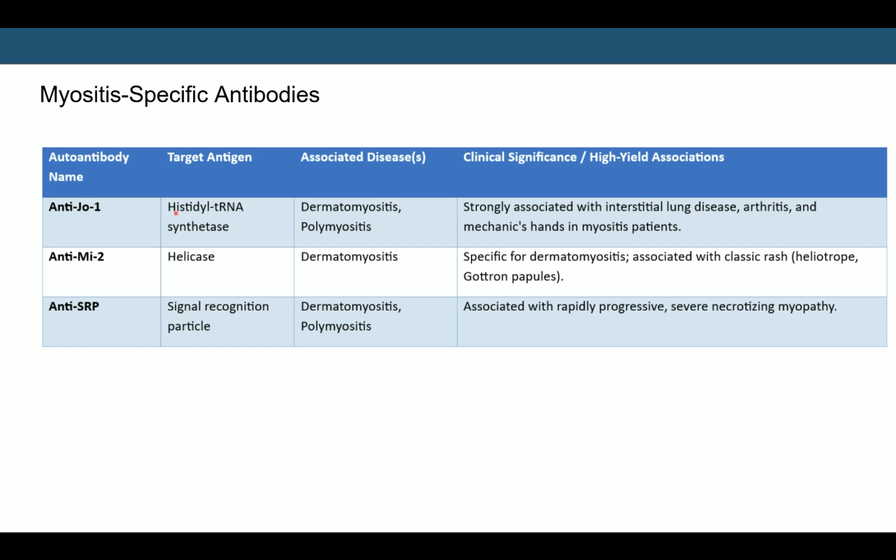The target antigen here is the histidyl tRNA synthetase. It's also sometimes called autoantibody that's named anti-synthetase. It's associated with both dermatomyositis and polymyositis. It's strongly associated with interstitial lung disease, arthritis, and mechanic hands in myositis patients, while anti-Mi-2 is helicase.